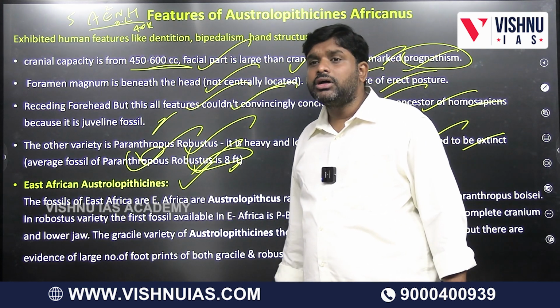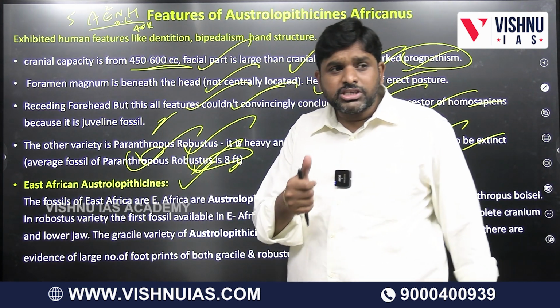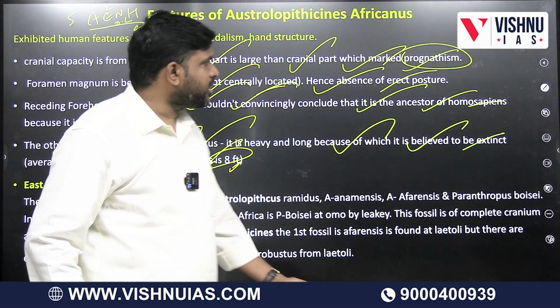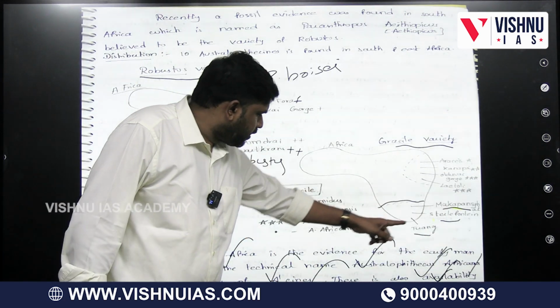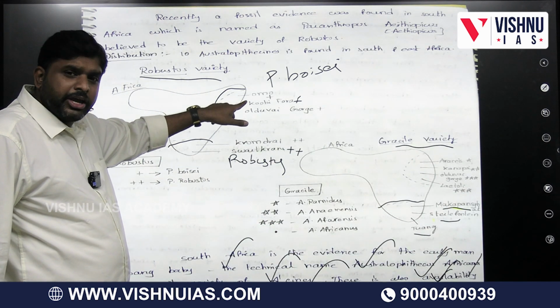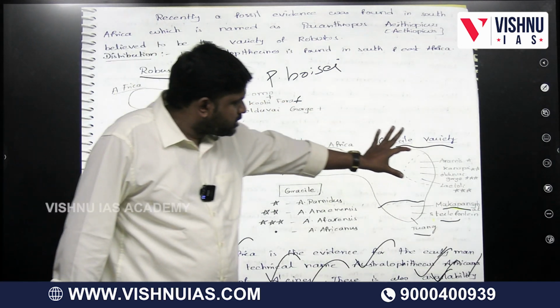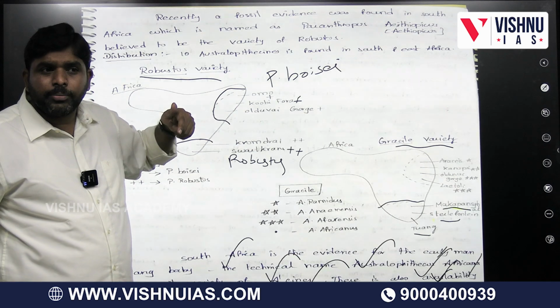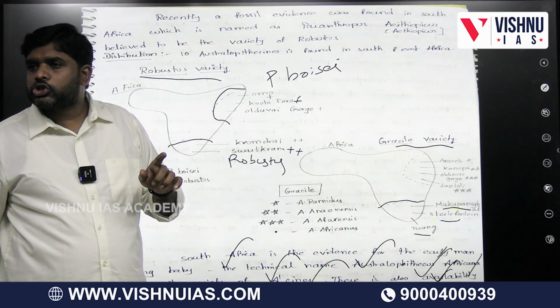Coming to East African Australopithecines. Now, I discussed South African Australopithecines, which are africanus and robustus. This is africanus. This is robustus. Now, I will make you understand about East African fossils. If you see the heading of the topic, it is East and South African Australopithecines.